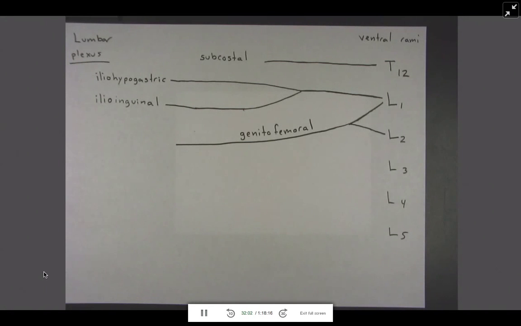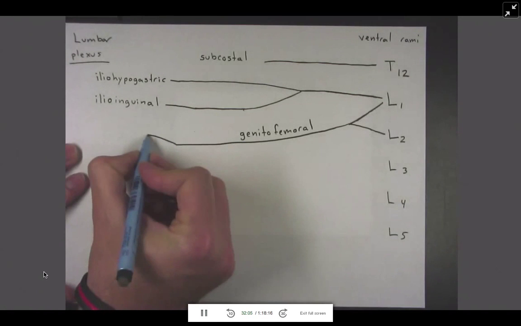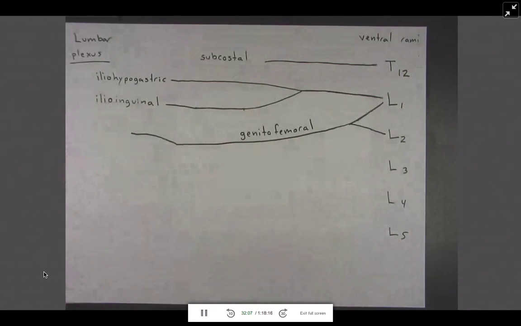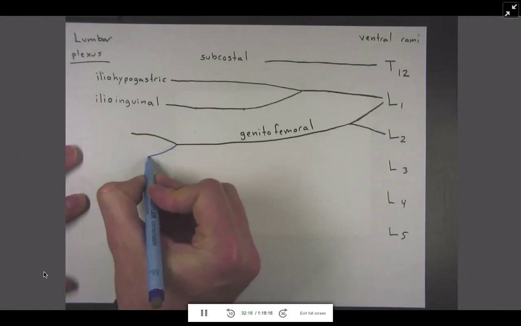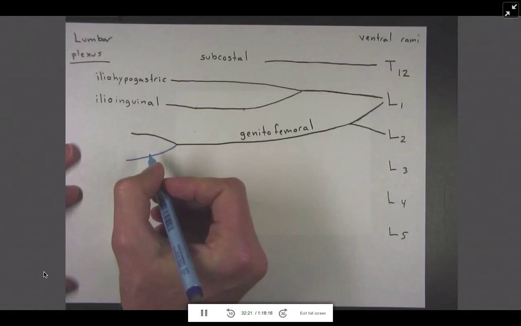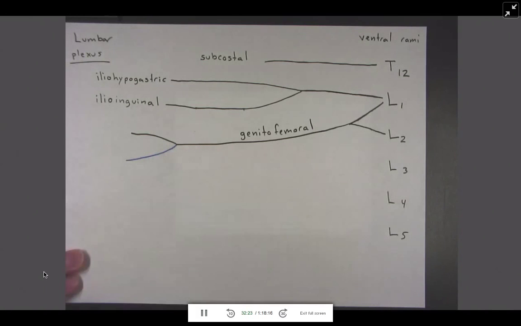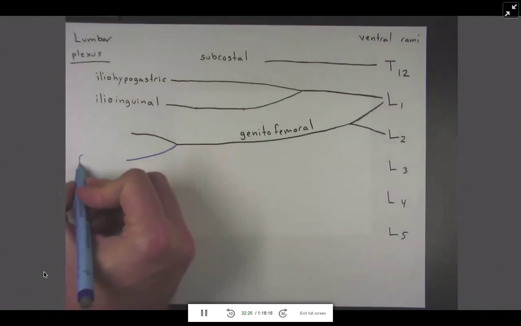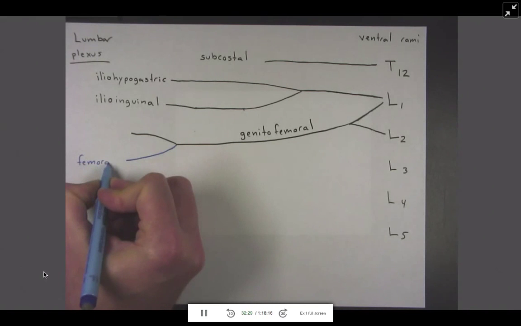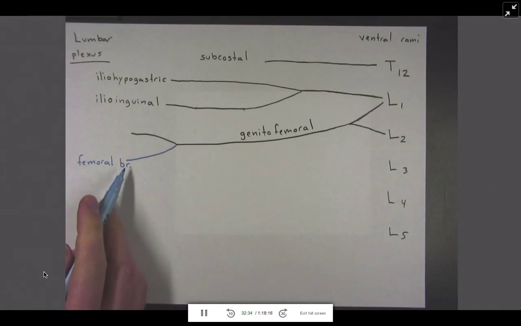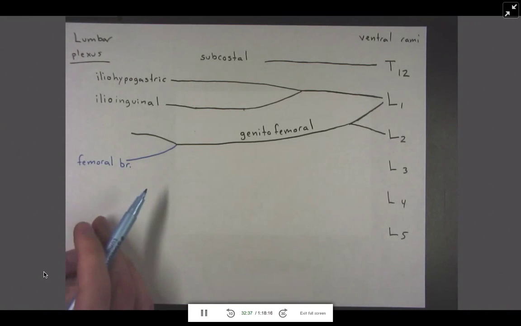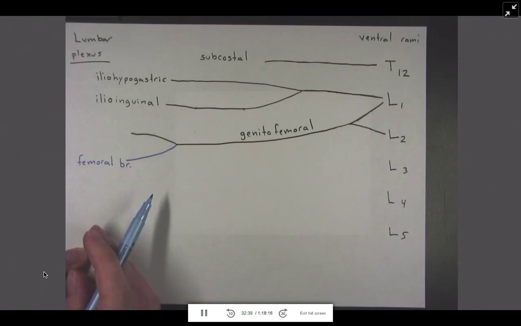And the genitofemoral nerve will itself split, and let's put our cutaneous branch of this split in blue. I'm sorry that it probably doesn't project very well, but the femoral branch of the genitofemoral nerve is sensory in function. Everything else in black is mixed, sensory and motor.